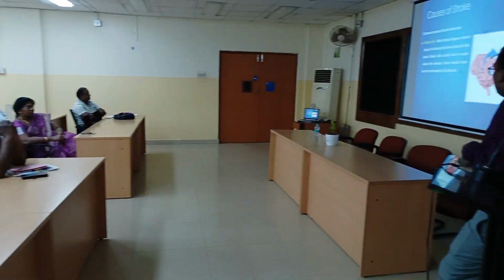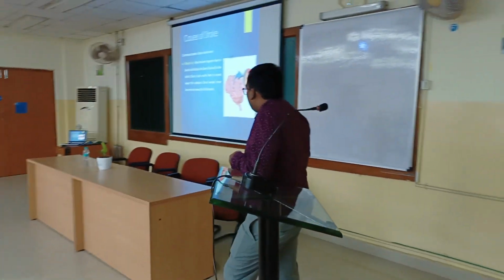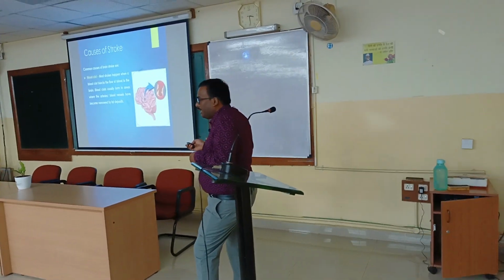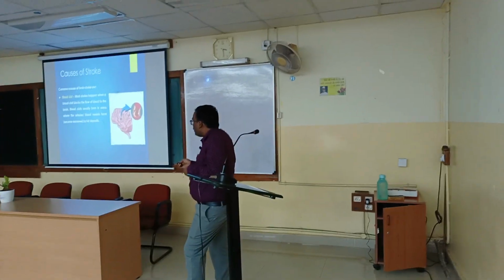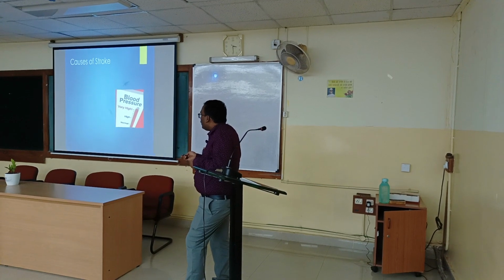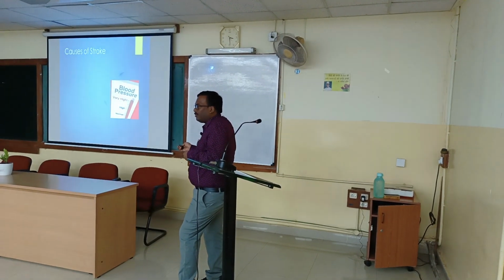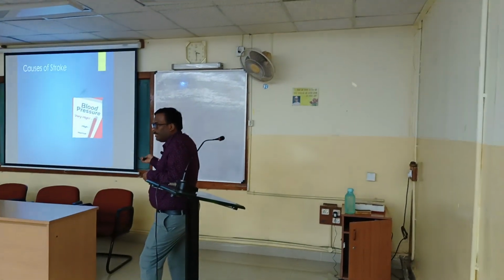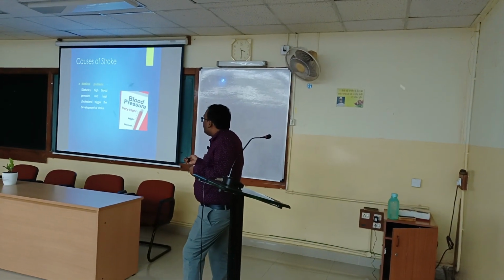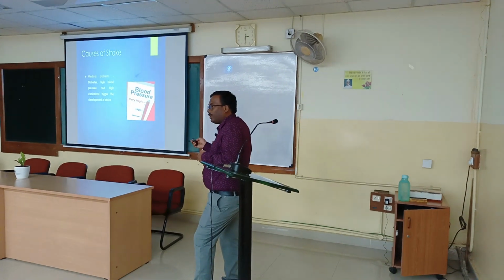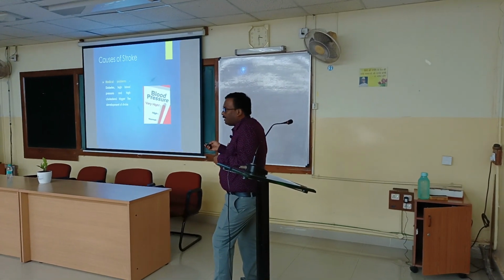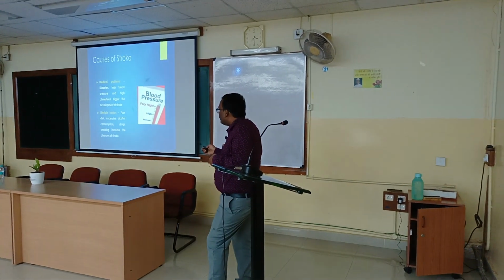So what are the common causes of stroke? Most strokes happen when a blood clot blocks the flow of blood to the brain, and the vessels get deposited with fat. Because of that, circulation comes down. The most common cause of any stroke is high blood pressure. Diabetes, high blood pressure, high cholesterol are the triggers for the development of a stroke.